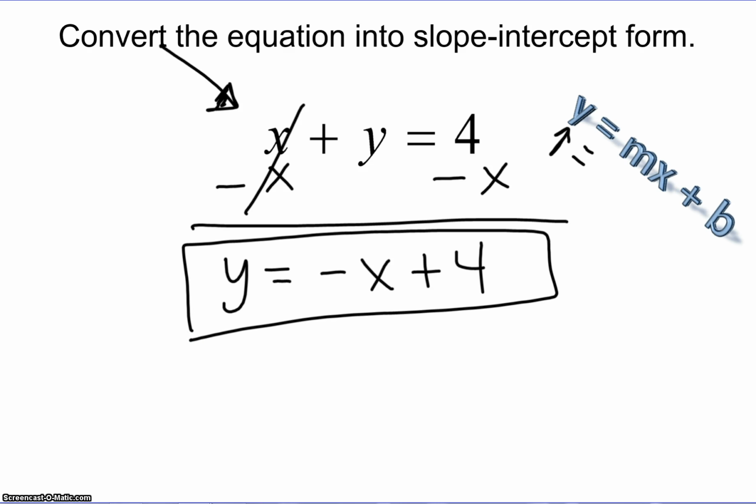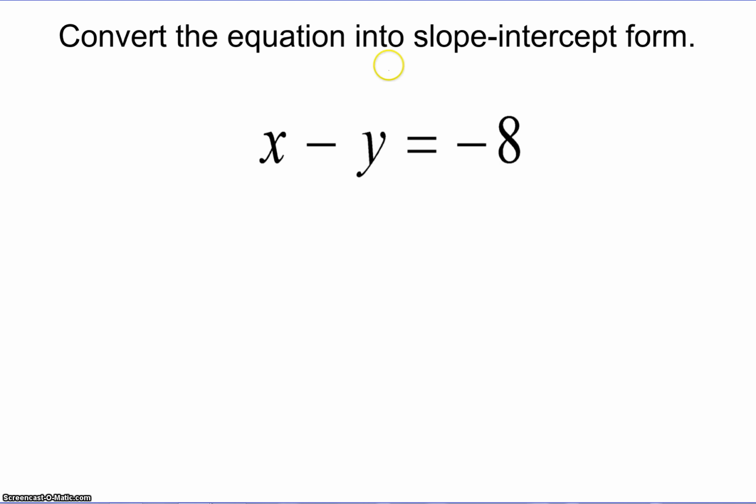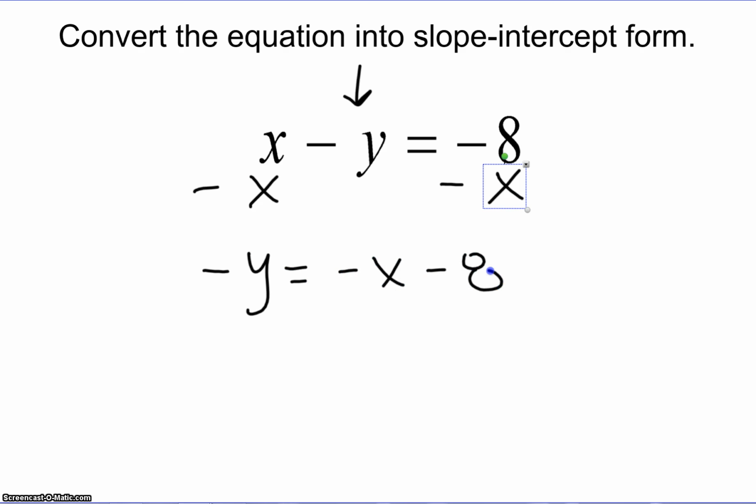So let's do another example. Convert the equation into slope-intercept form. I know I need y by itself, so I need to subtract my x on both sides. So I'm left with negative y equals negative x minus 8. Why did I write it this way? Because you need mx plus b. But look at my y.